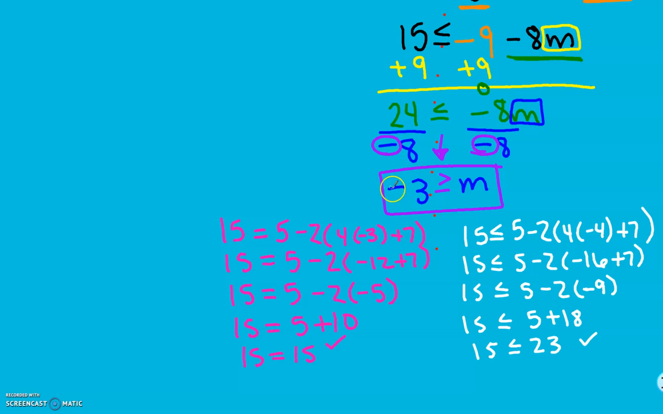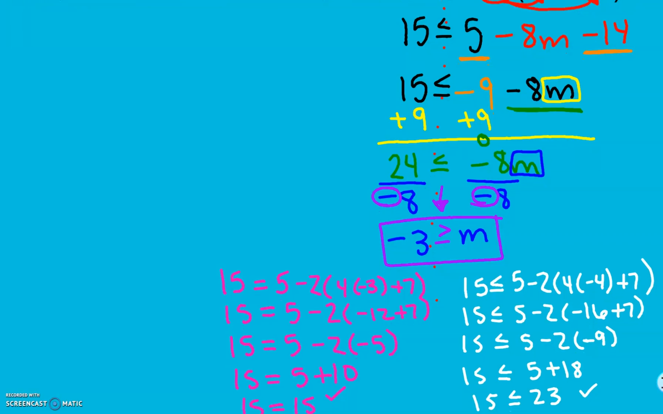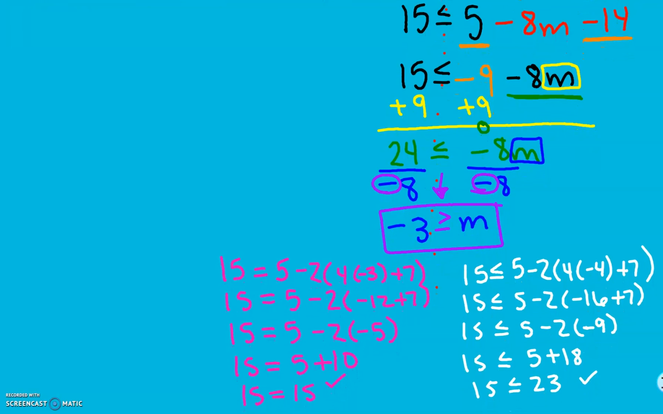Here I plugged in negative 3, set it equal to my original value. Both expressions equal to each other, got a true statement, so my boundary point is right. Then I picked a number that makes my solution true, so I picked negative 4 here and substituted that in. Negative 3 is greater than or equal to negative 4. And when I got to the bottom here, I got 15 is less than or equal to 23, which is true, so my solution is correct.